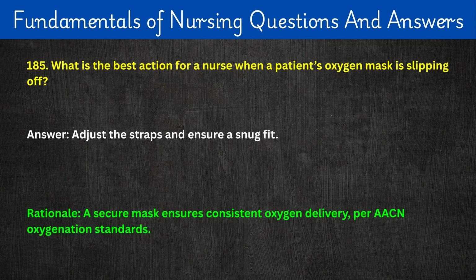185. What is the best action for a nurse when a patient's oxygen mask is slipping off? Answer: adjust the straps and ensure a snug fit. Rationale: a secure mask ensures consistent oxygen delivery, per AACN oxygenation standards.